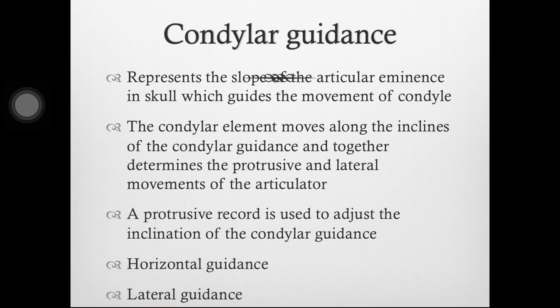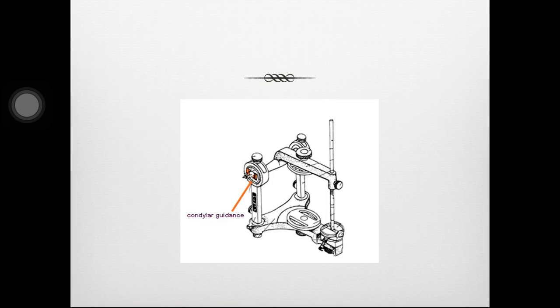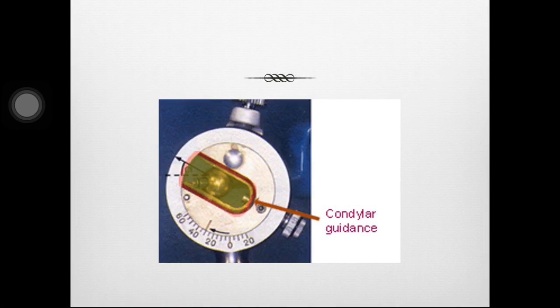Protrusive record is used to adjust the inclination of condylar guidance, both horizontal and lateral. This is the condylar guidance. The sphere represents the condyle, and this housing of the sphere represents the articular eminence. This is the condylar guidance.